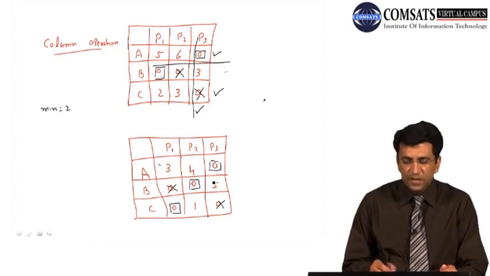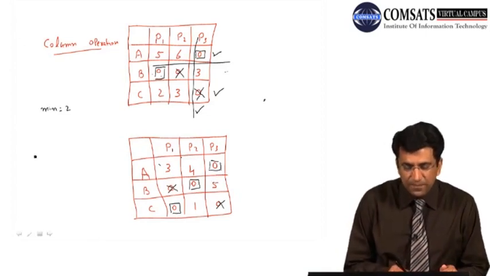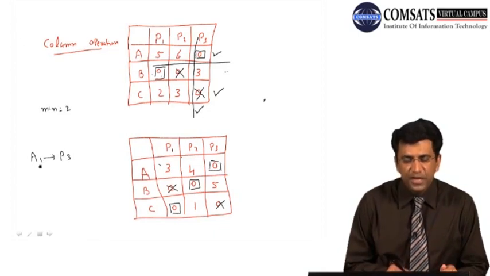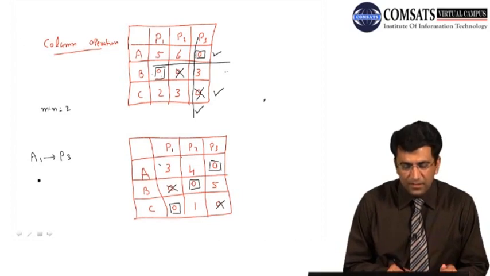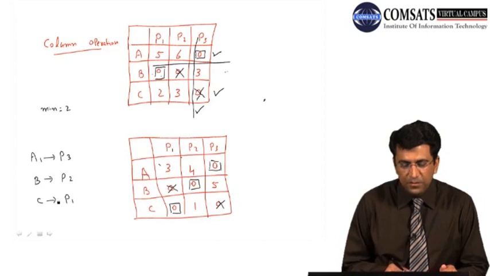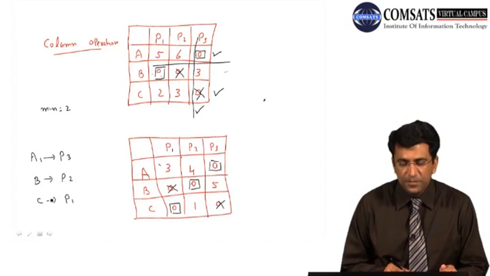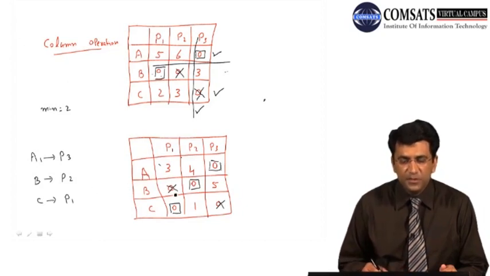And what is the optimal assignment? We can assign project 3 to person A1, we can assign project P2 to person B, and we can assign project P1 to person C. So our cost will be minimized because we have the optimal assignment in this particular case.